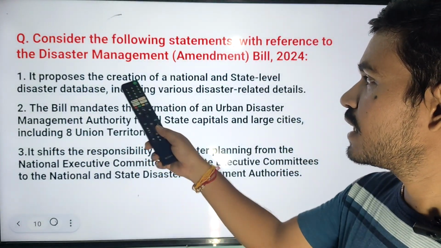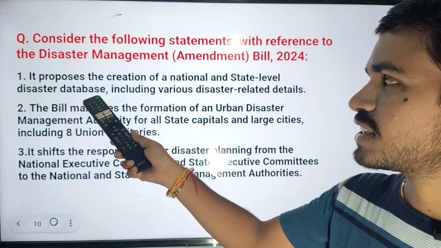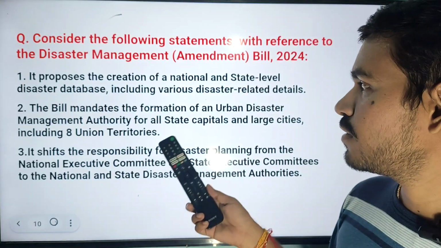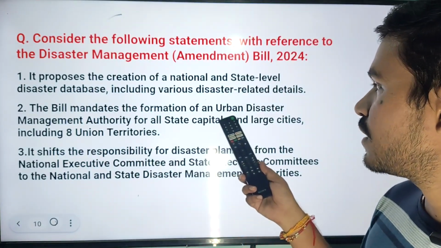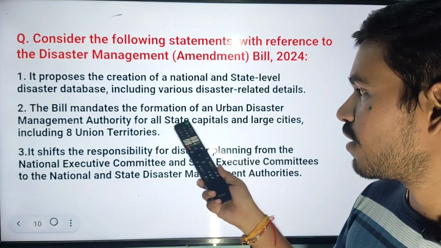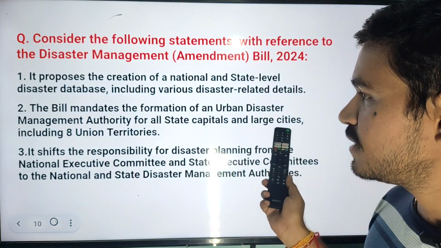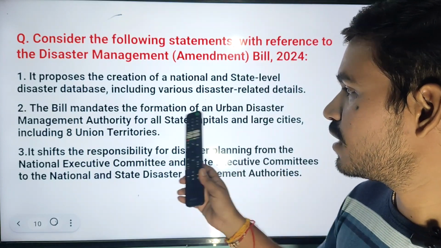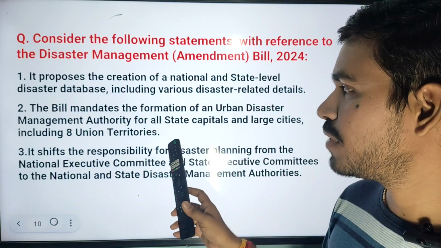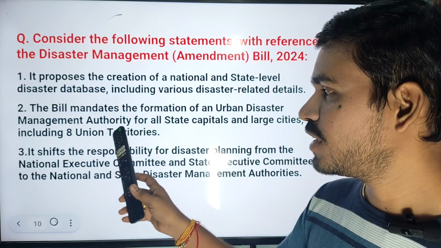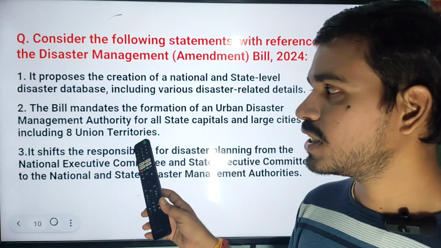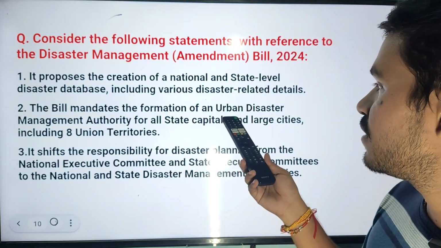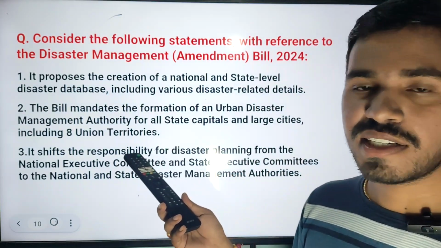It proposes the creation of national and state level disaster database. So this statement is correct. Next one is, the bill mandates the formation of urban disaster management authorities for all state capitals and all large cities, including 8 union territories. Up to this part, this statement is correct, but not on all 8 union territories except Delhi and Puducherry. Remaining in all other union territories, it is mandated to form urban disaster management authorities.